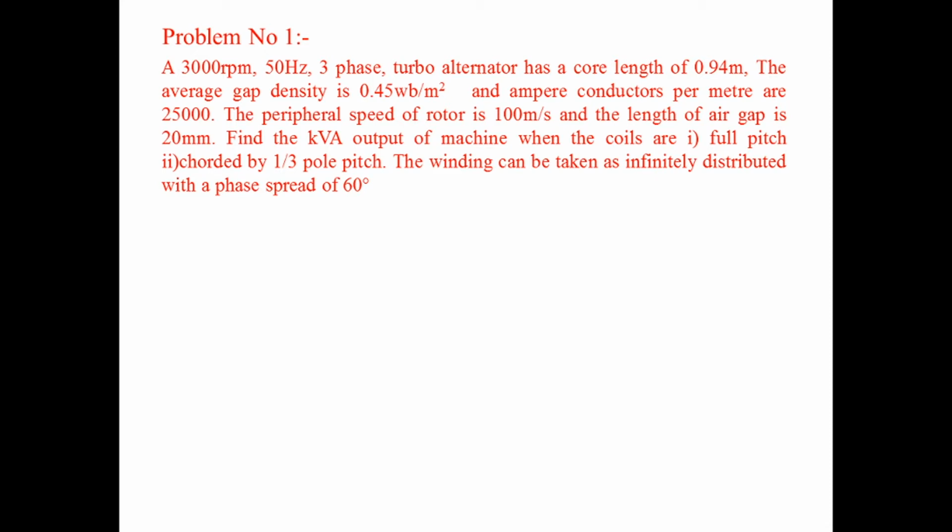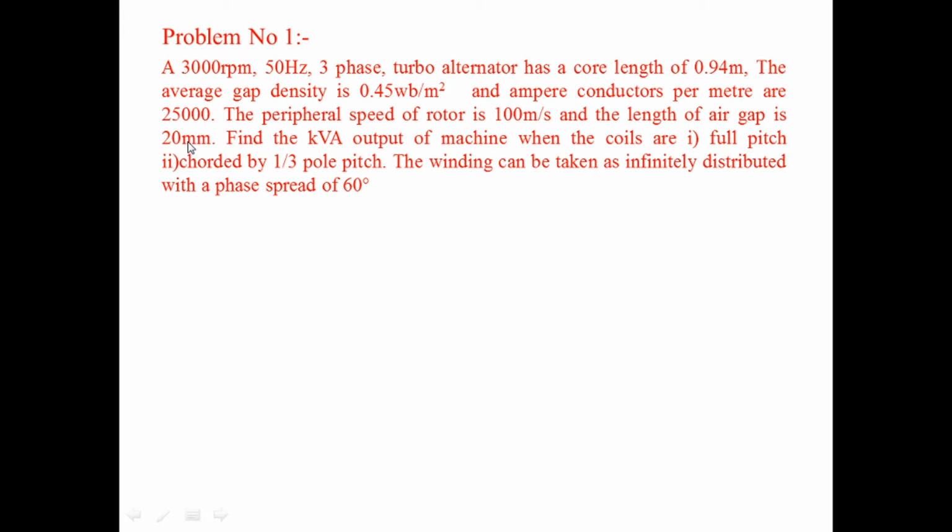Now, based on the design of turbo alternators and the output equation, we need to solve one problem. A 3000 rpm, 50 Hz, 3-phase turbo alternator has a core length of 0.94 meter. The average gap density is 0.45 Weber per meter square and ampere conductors per meter are 25,000.